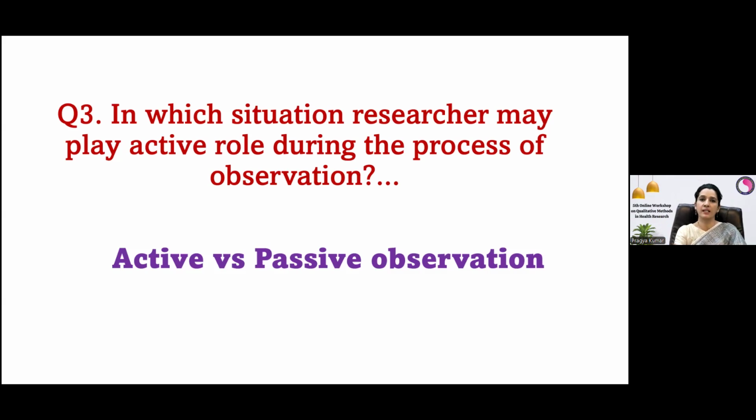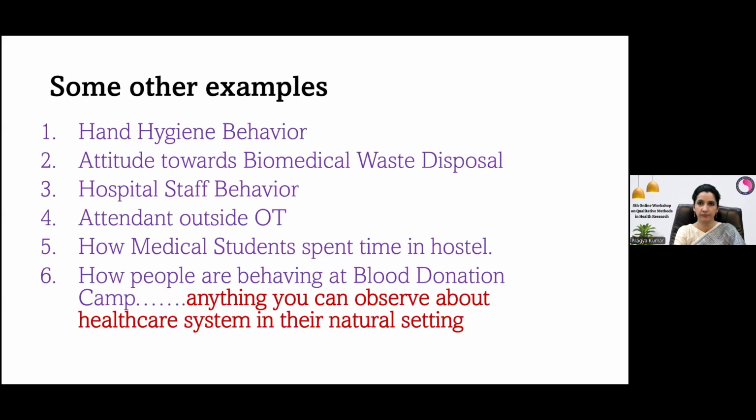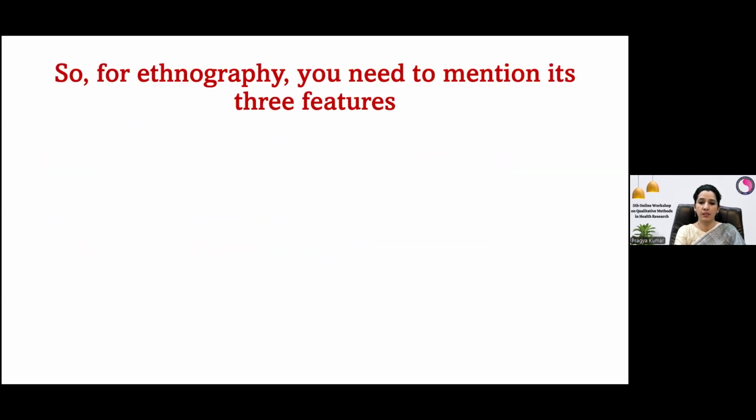So these are the three types of ethnography. Depending on the setting, it can be open versus closed, it can be overt versus covert, or it can be active versus passive. Some examples are hand hygiene behavior, where you can do ethnography just as covert, simply seeing them doing this behavior. Attitude towards biomedical waste disposal can also be a type of ethnography. Hospital staff behavior, attendance outside OT. So these are some questions you can look at.